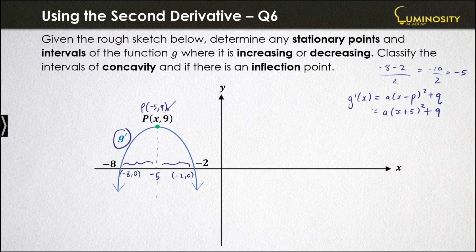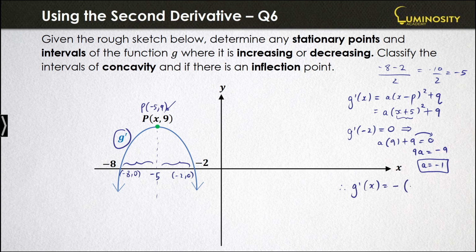And also, based on the shape of this quadratic, a sad face with a max turning point, the a value has got to be negative. So how do we find that a value? Well, let's substitute one of the points. g prime at -2 must equal 0. Then that means a times (-2 plus 5), which is 3, and 3 squared is 9, plus 9, must equal 0. So I have 9a equals -9 by taking the 9 across, and then a equals -1, which is what we expected, a negative value for a. So therefore, g prime of x is -1 times (x plus 5) all squared plus 9.